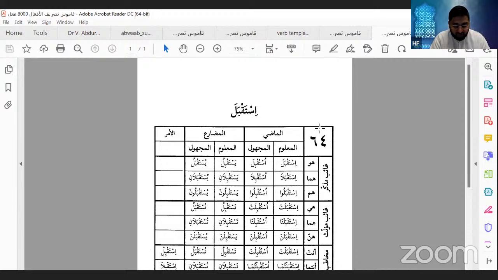So if you look at the dictionary, in that meaning it comes there as well: to contend with one another, contest or dispute. Carry on a dispute, okay?